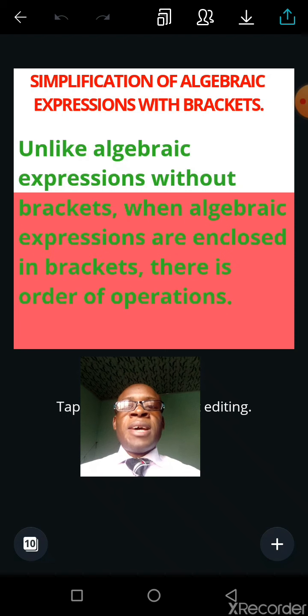It is time for mathematics, and the topic we are looking at today is simplification of algebraic expressions with brackets. Unlike algebraic expressions without brackets, when algebraic expressions are enclosed in a bracket, there is order of operations.